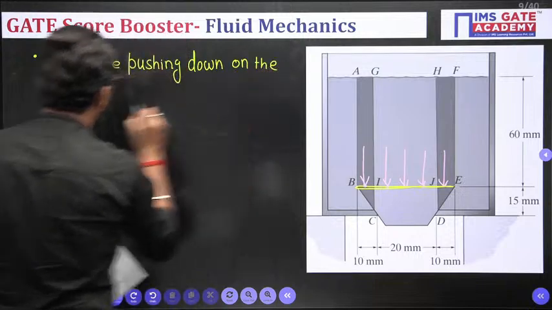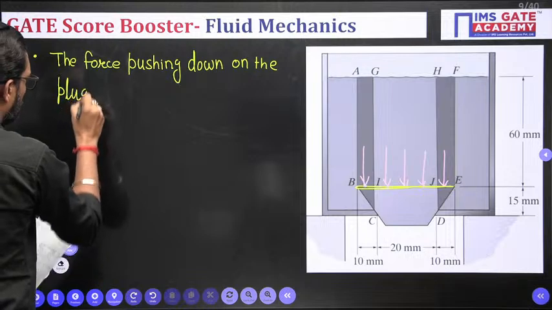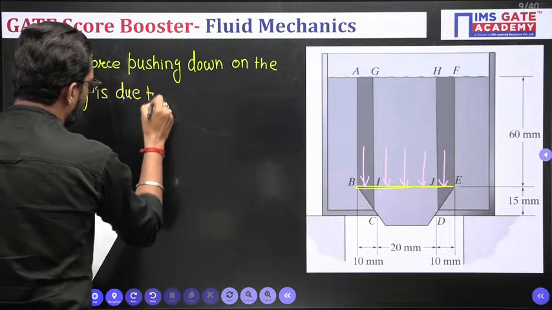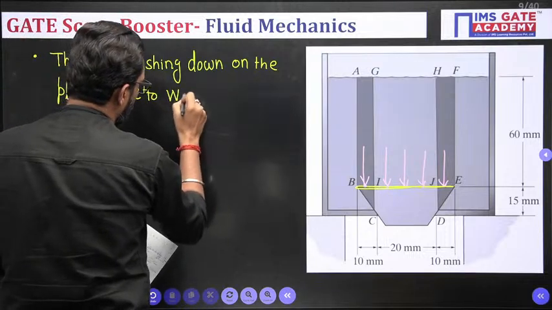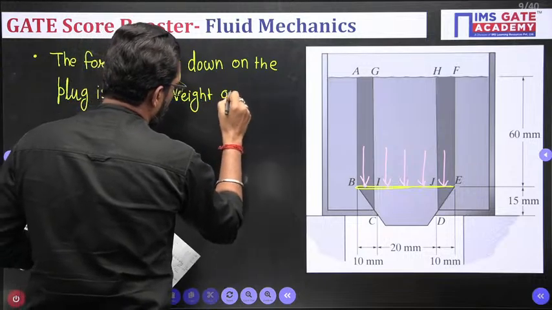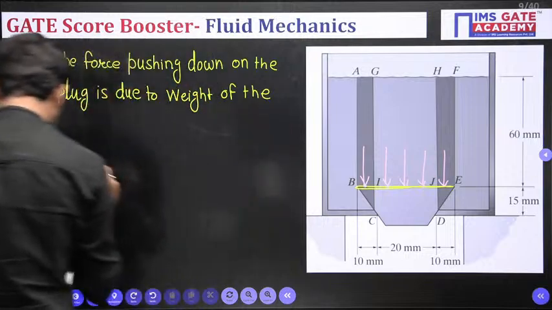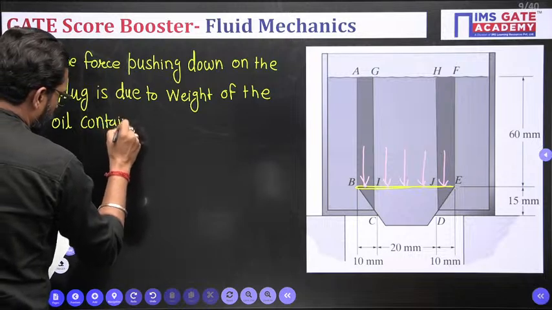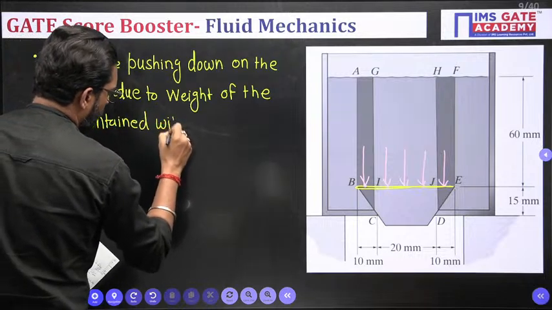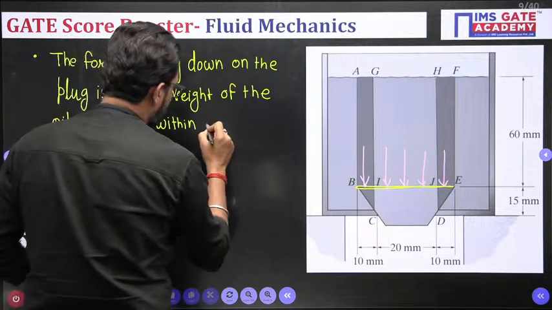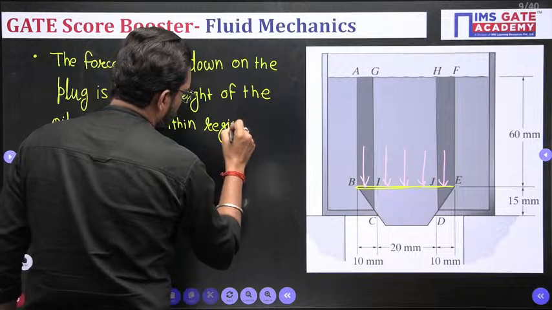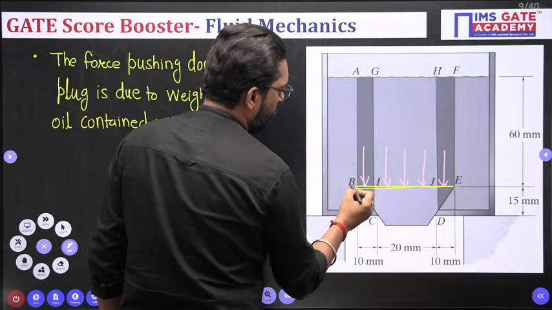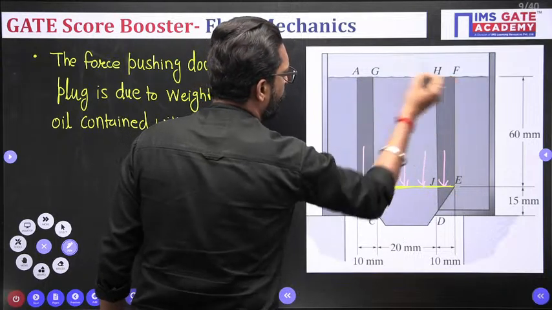on the plug is due to the weight of the oil contained within, this is very important, within the region. Why? Because vertical force is what? Weight. So weight within the region A, B, E, F, A.